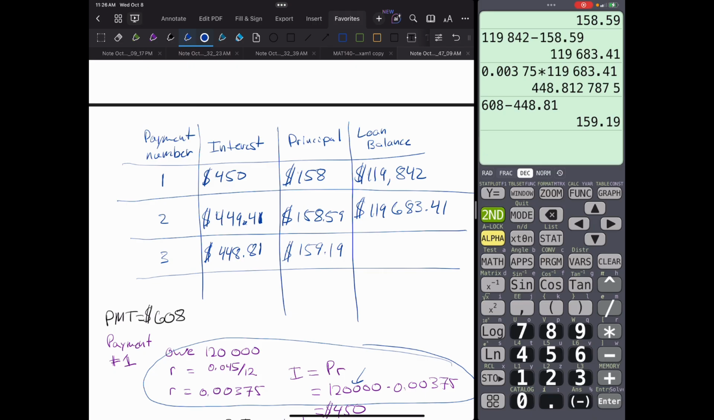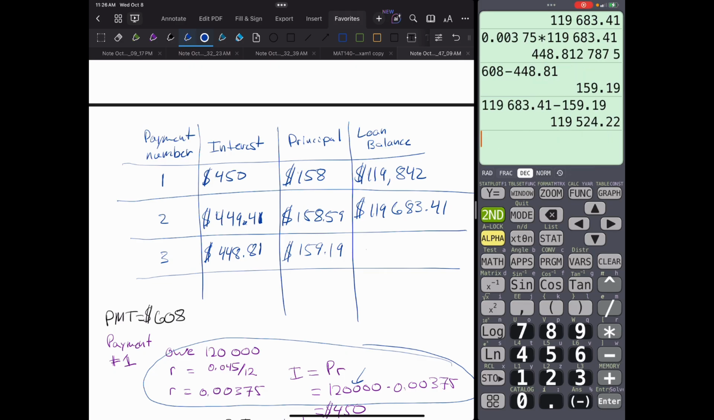than the interest. Okay, well, now to find that final loan, I take my loan balance and I subtract from it the principal. So I take that 119,683.41, my last loan balance, and I subtract the principal, 159.19, enter, and I get 119,524.22.